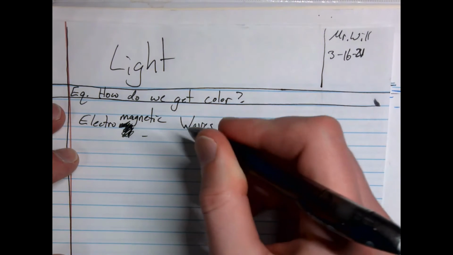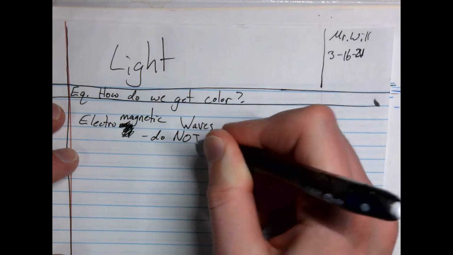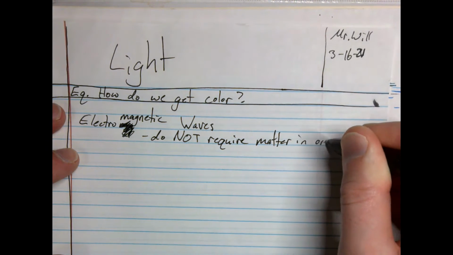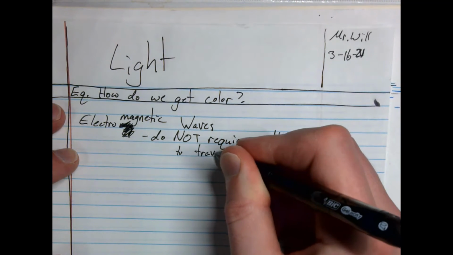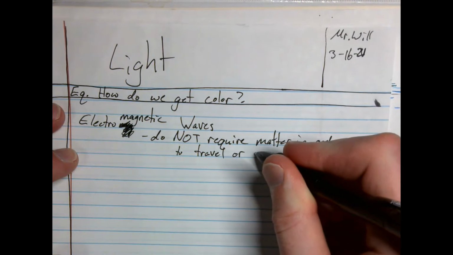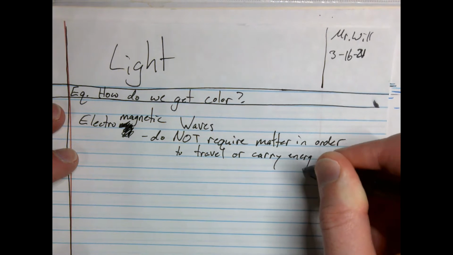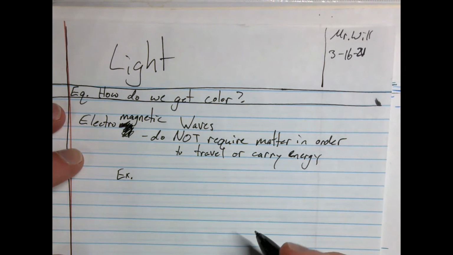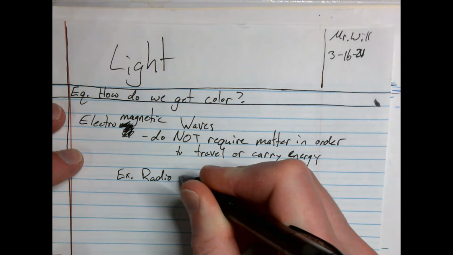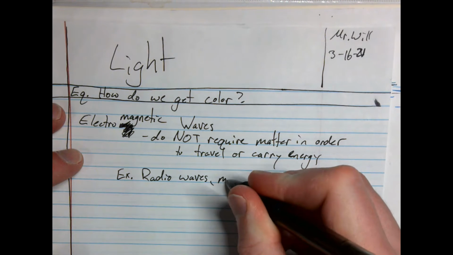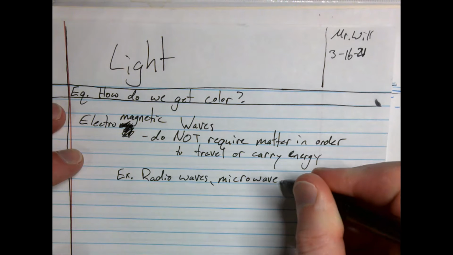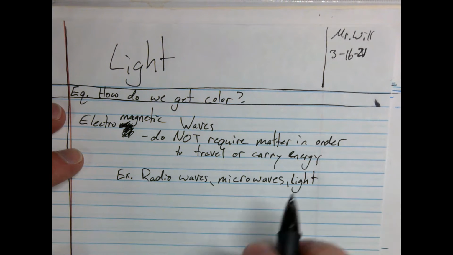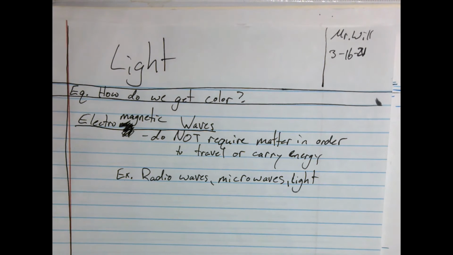All right. These do not require matter in order to travel or carry energy. More importantly. Okay, so examples of this. We have radio waves, microwaves, like what is in your microwave, and light, which is pretty cool. So this is a vocab word, electromagnetic waves.